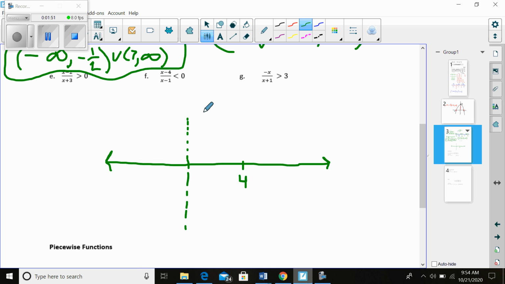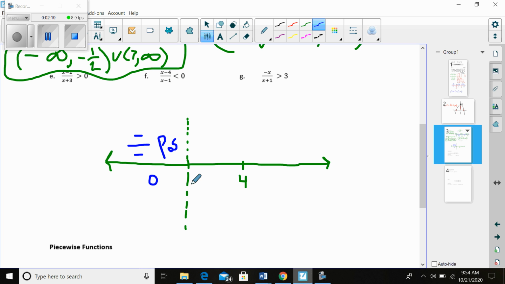All right, and now let's just see where this is positive versus negative. So I'm going to pick a test value. Let's see, 0 is less than 1. I love testing 0. If I plug in 0, that would give me -4 over -1, a negative over a negative, which is positive. All right, so I'd be positive coming up to that asymptote line.